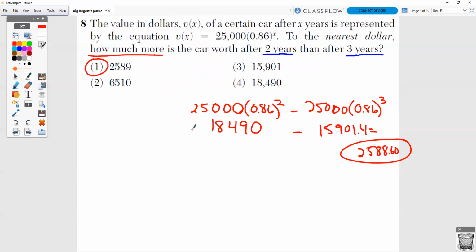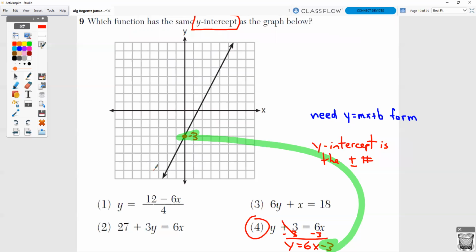In question number 8, the value in dollars of a car is equal to this equation. Notice that we don't have a number that's over 1, so that means the amount of money is going down. To the nearest dollar, how much more is the car worth after 2 years compared to 3 years? All that you would have to do is sub in a 2 for the x, sub in a 3 for the x. So we get 18,490 and 15,901. And we subtract the two amounts because it says how much more is it worth. So subtract them to find the difference, and you get $2,589.